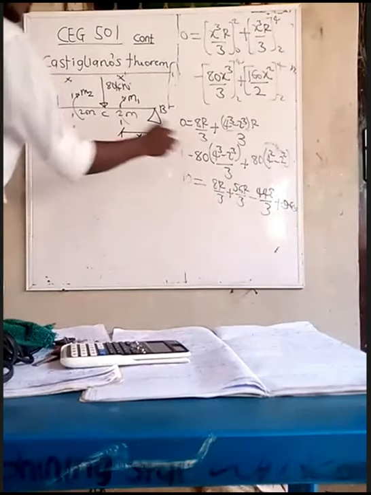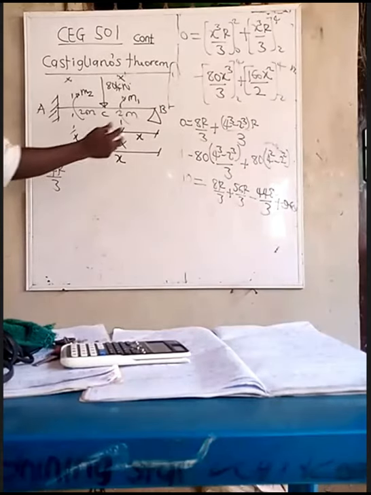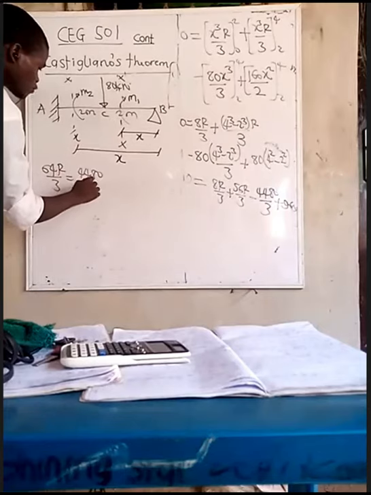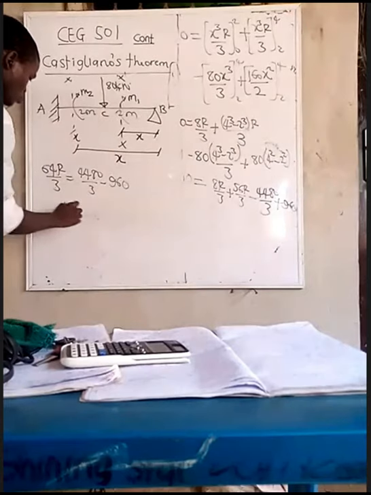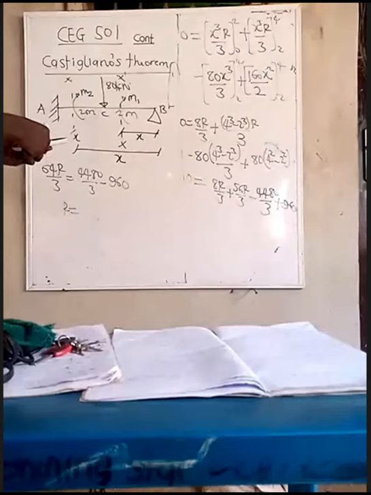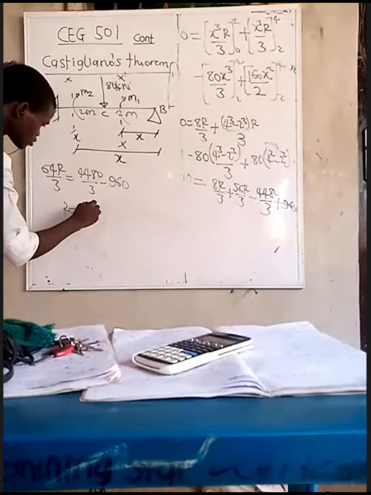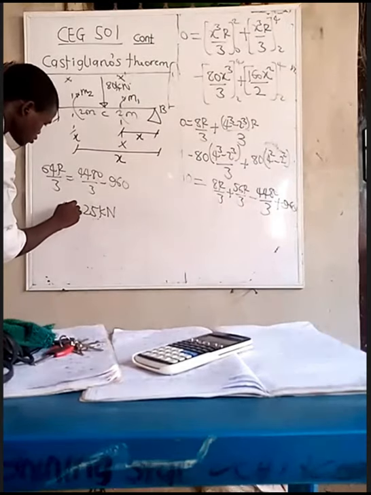Okay, so we have 64 r over 3 will be equal to 4480 over 3 minus 960. So r will be equal to 4480 divided by 3 minus 960, times 3 divided by 64. So R is equal to what? 25 kilonewton.